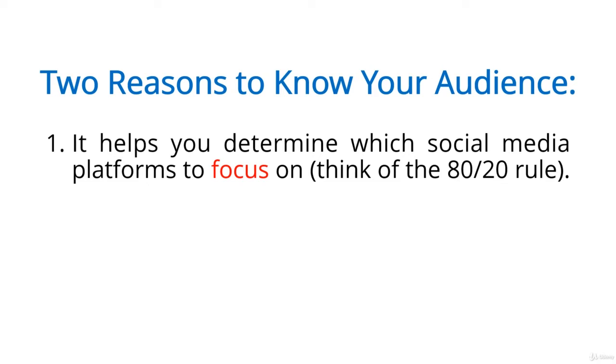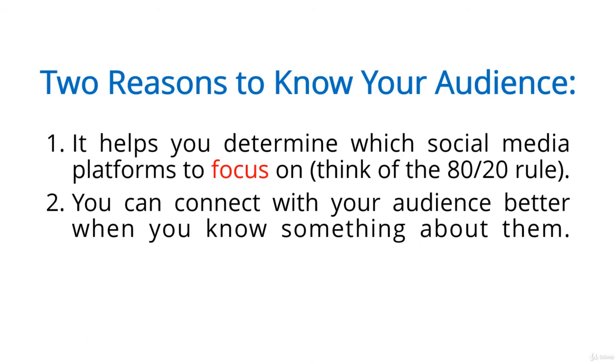You've probably heard about the old 80-20 rule, the rule that says 20% of your activities generate 80% of the results. So we're going to figure out which social media platforms are likely to provide 80% of your results, and then focus on those platforms. Reason number two is you can connect with your audience better when you know something about them. In other words, you'll be better able to post content on your social media platforms that really appeals to your audience. Now those are two pretty good benefits, right?